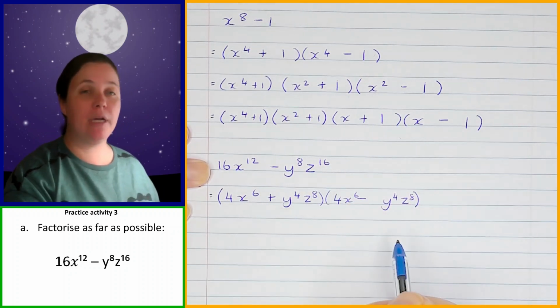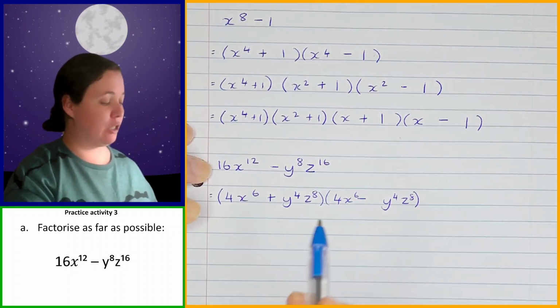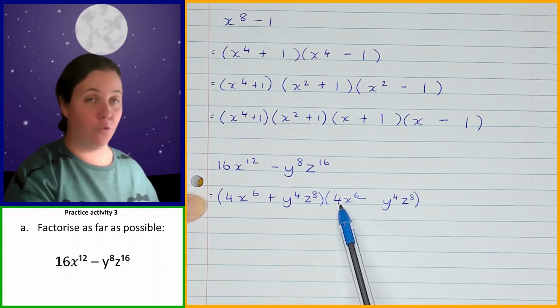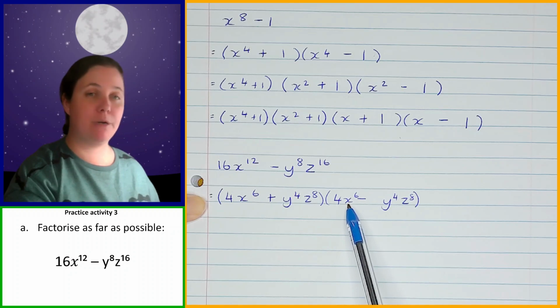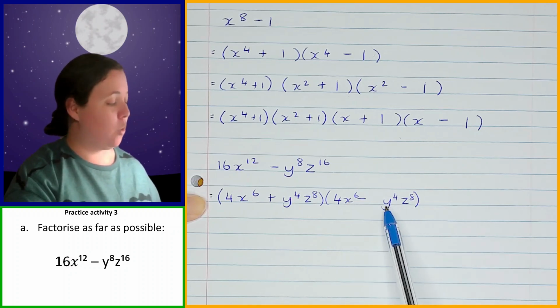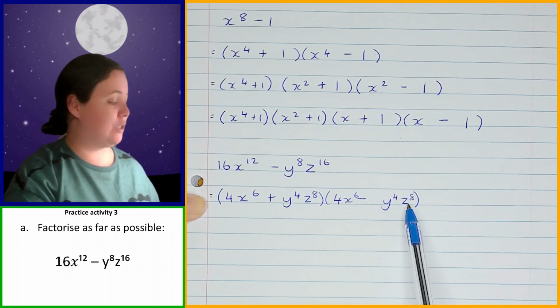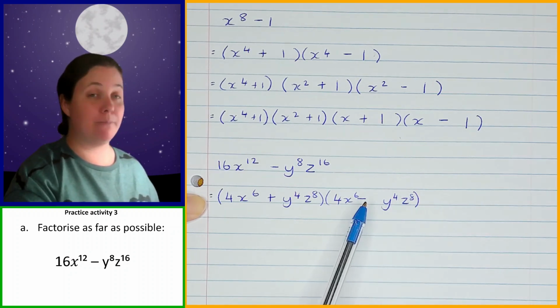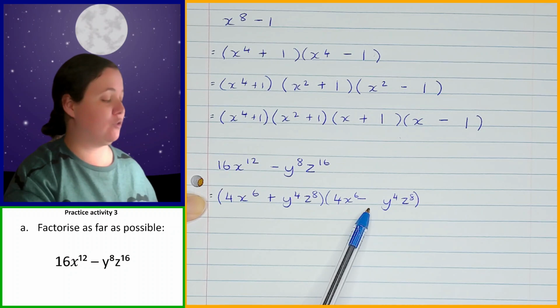Okay, so now we can go and factorize further, because if you look over here, I can't do anything with this, but this one, 4 is still a perfect square. X to the power of 6 still has an even exponent, y to the power of 4 still has an even exponent, and z to the power of 8 still has an even exponent. So this is all perfect squares, and there's a minus between them, which means it's still difference of 2 squares.